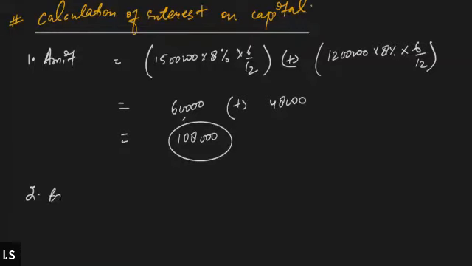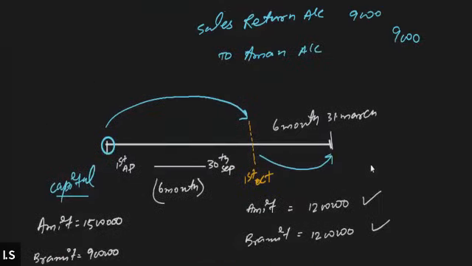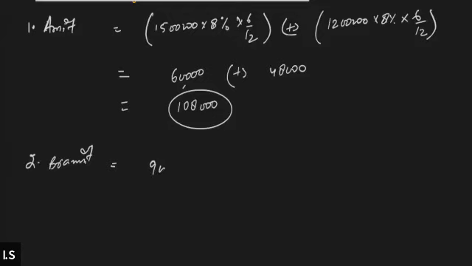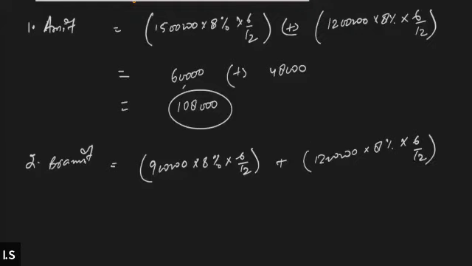Now we will do the same calculation for Brahmit as well. For Brahmit, first of all, we will calculate the interest on capital of rupees 9 lakh into 8% into 6 upon 12, right? And then we will add 12 lakh into 8% into 6 upon 12. When you calculate it, 9 lakh into 8% will be 72,000. Dividing it by 12 and multiplying it by 6, we will get 36,000. For the remaining 6 month period, you will get the same interest as Amit, 48,000. Totaling this, 36,000 plus 48,000 will be 84,000.